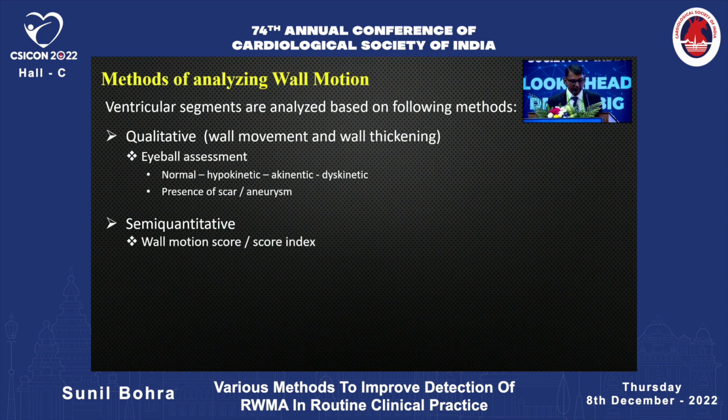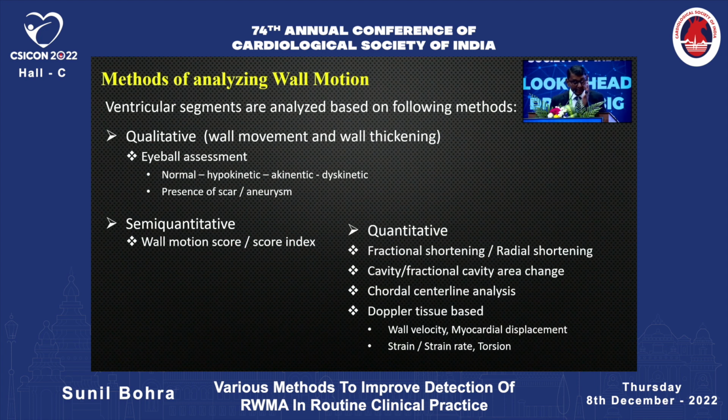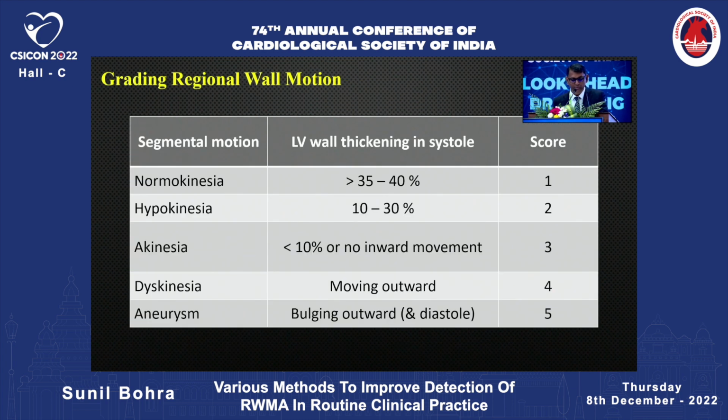The second method is the semi-quantitative method. It's a little more than the qualitative method, wherein we give a score to all the segments which are affected, and then we calculate and give a score index. The quantitative methods are very important because they give a number, and there are various methods: fractional shortening or radial shortening, the fractional cavity area change, and the various tissue Doppler methods, which include even strain and strain rate imaging. Before we proceed to evaluating, we should know the grading of regional wall motion.